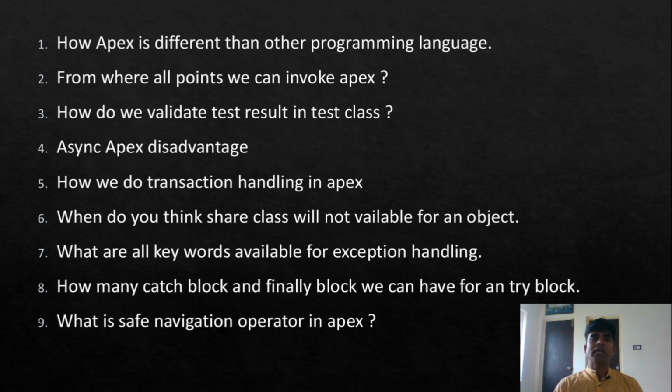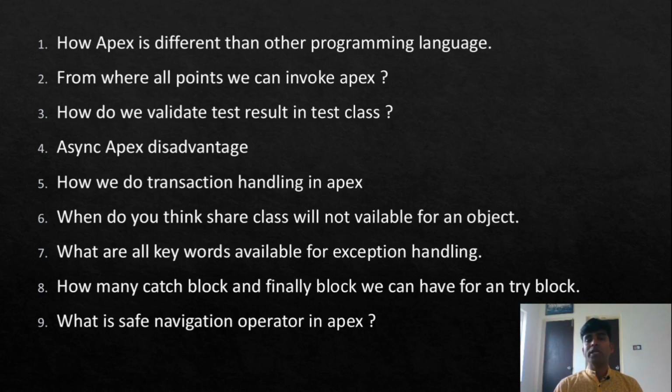Seventh point, what are all the keywords available for exception handling? Generally, when we say exception handling, we simply think try catch. One try block and n number of catch blocks we can have. But we forget to mention that there is also one more, called finally. The finally block executes regardless of whether the exception happens or not.